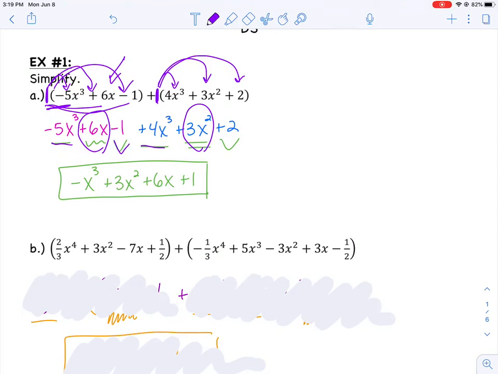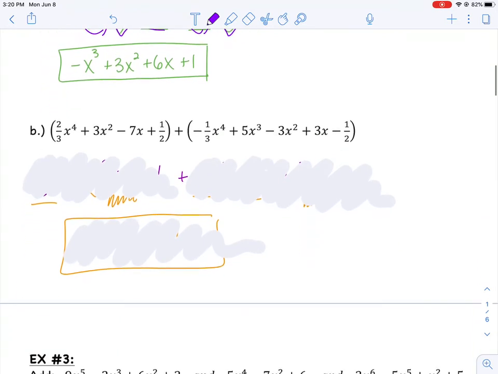And then I have a negative 1 and a positive 2, so negative 1 plus 2 gives me a positive 1. My final answer with all my like terms combined would be negative 1x cubed plus 3x squared plus 6x plus 1. I have no other like terms. I'm in standard form, and so that looks like it's my final answer.